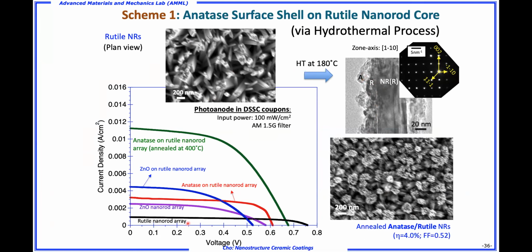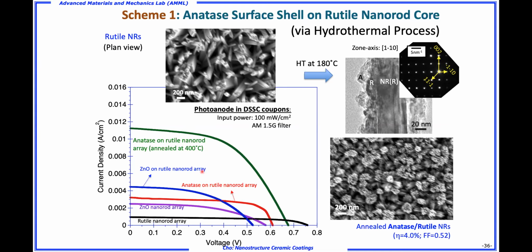And we compare this surface as a photo anode in a dye sensitized solar cell. And we tested the IV characteristic on the solar simulator. So here you can see that if you only have the rutile nanorod, you have the high open circuit voltage, but low short circuit current. And if you are using the zinc oxide only, then high short circuit current, but the small open circuit voltage. But by having the hybrid structure like zinc oxide on rutile, anatase on rutile, this performance keeps increasing.